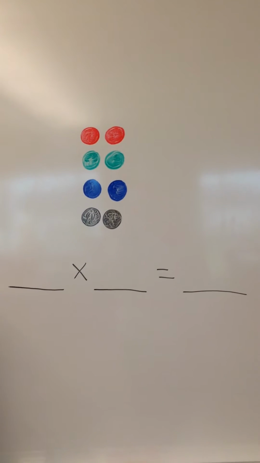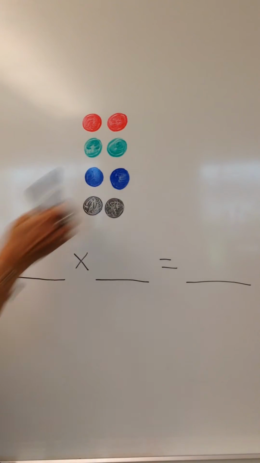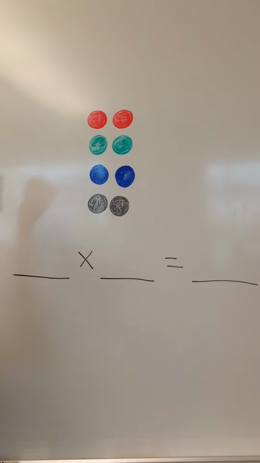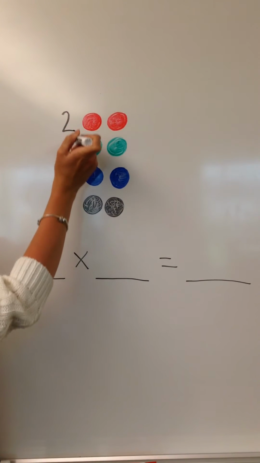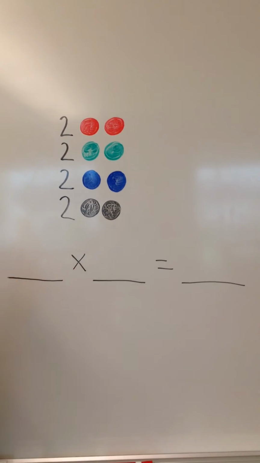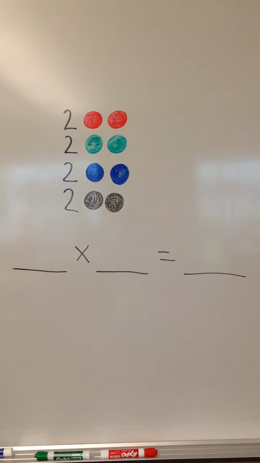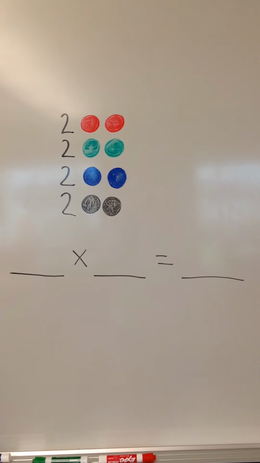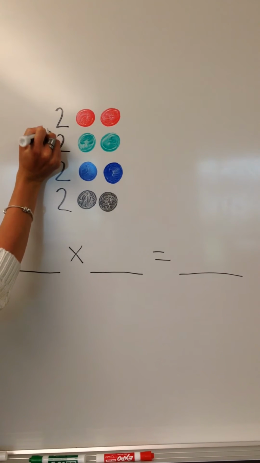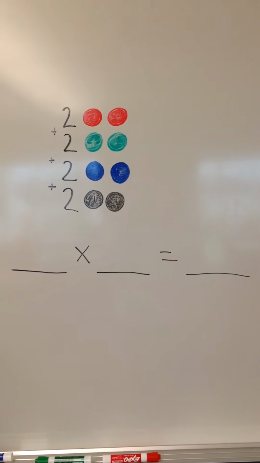So we have 4 equal groups with 2 objects in each group. So there is 2 here, 2 here, 2 here, and 2 here. Now, we could find out how many circles there are altogether by adding 2 plus 2 plus 2 plus 2, which would equal 8.